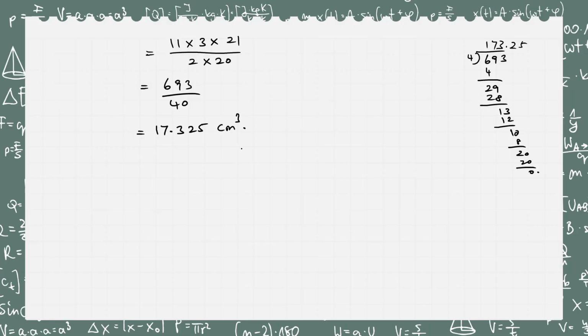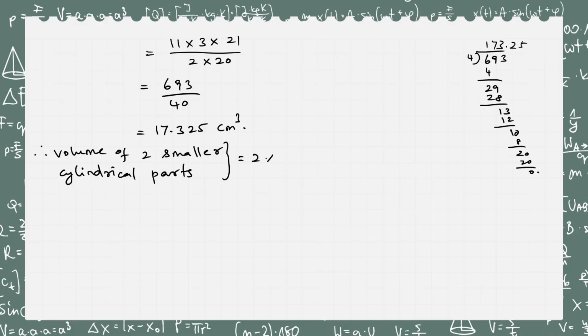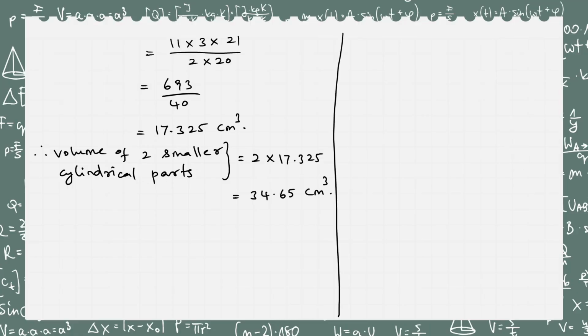We need to find the volume of two of them. So therefore, volume of two smaller cylindrical parts is equal to 2 times 17.325. That is going to give us 34.65 centimeter cube, right? So the volume of both the smaller cylindrical parts is here, and the volume of the bigger cylindrical part we have already found and kept, right? That we can write here also.